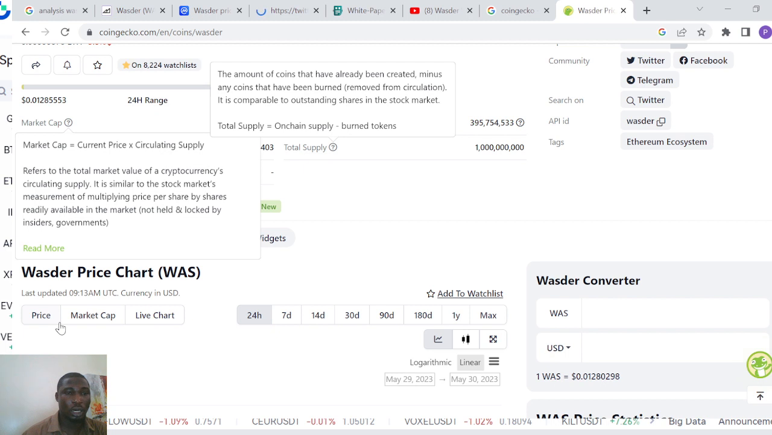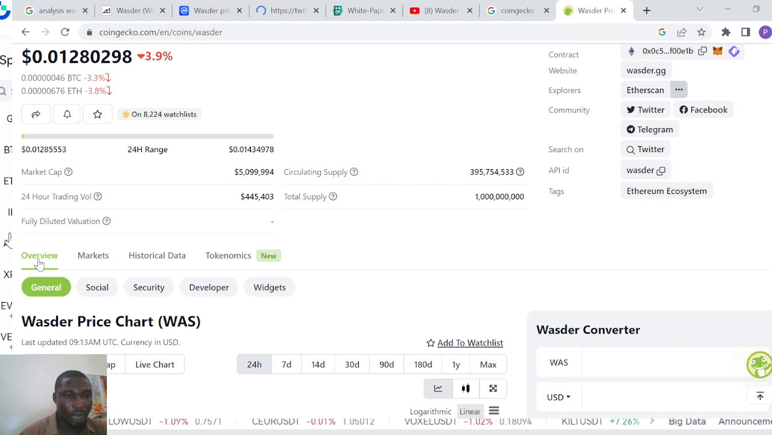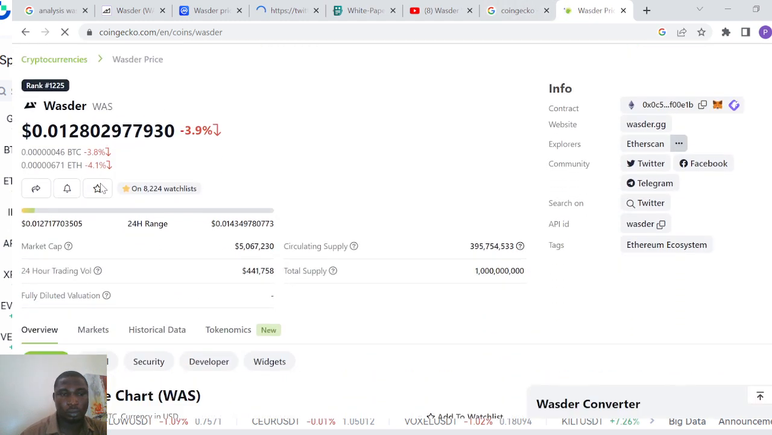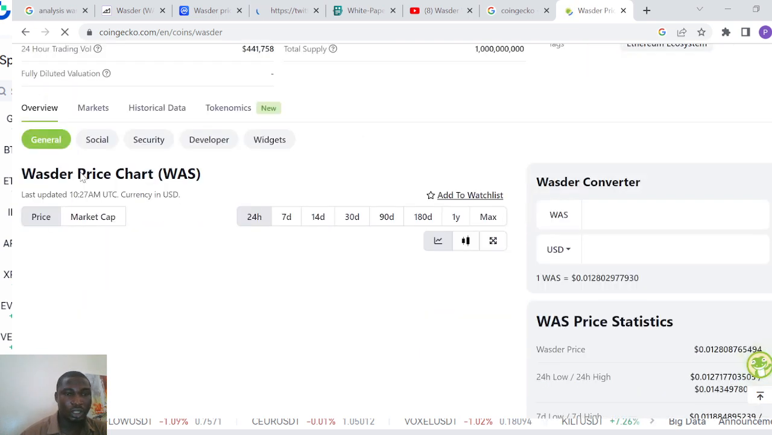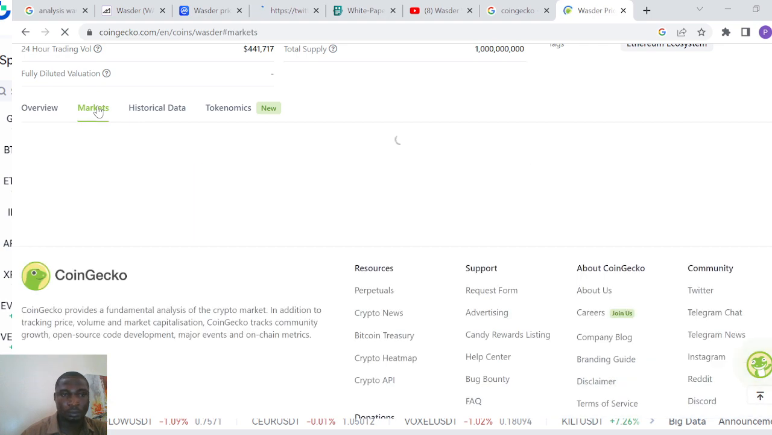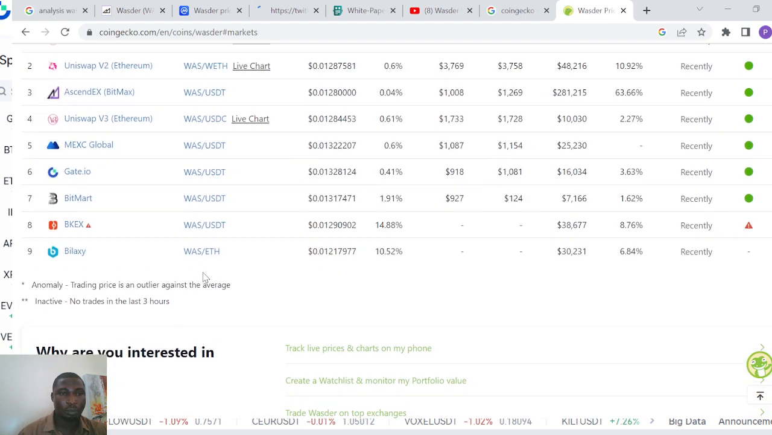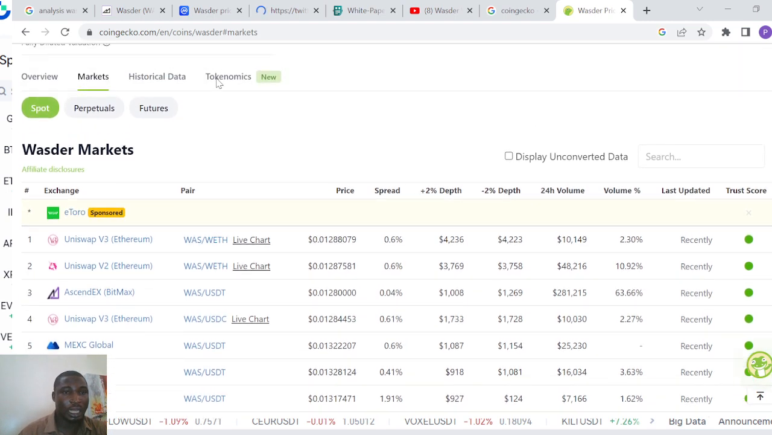What other point do we need to know when referring to the total market cap value? Now we can see what we have here in general. We can see the market cap here. Looking at the market space, you can see what we have on the market space here. You can see it here recently. You can see the exchanges in which it is listed here.